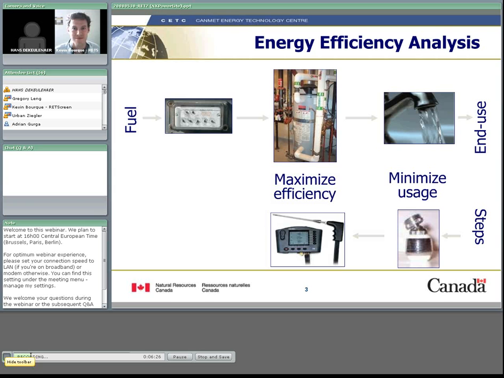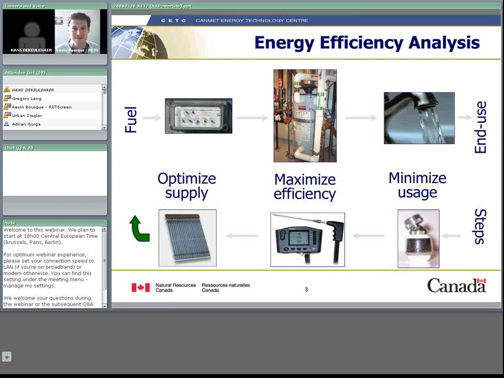Next, once you've minimized your usage, then you can look to maximize the efficiency of your equipment. So here we have a combustion analyzer. You would look into your water heater, your furnace, and see if you can't increase the efficiency somehow. It may be modifying the existing equipment, it may be buying new equipment, but you want to maximize the efficiency of the system that is transforming your fuel into the useful product.